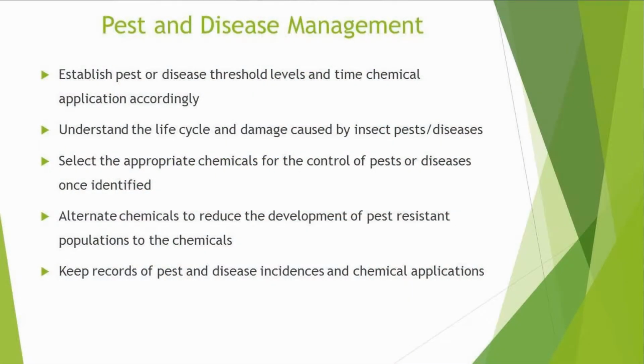Understand the life cycle and damage caused by insects, pests, and diseases. That's very important. If you understand the life cycle of a particular pest or disease, then you will have an idea of how to control it, or what might cause the start of that disease. It could be, for example with a fungal disease, a situation where you have too much moisture within the soil, so you need to regulate irrigation application to reduce that moisture content. So understanding the life cycle, and what causes the pests and the disease, will help you in controlling and managing your fields.